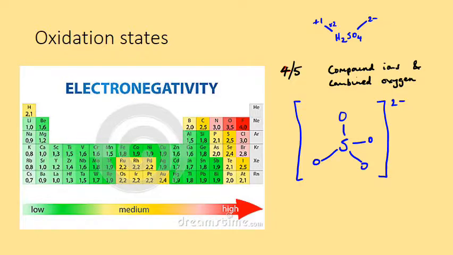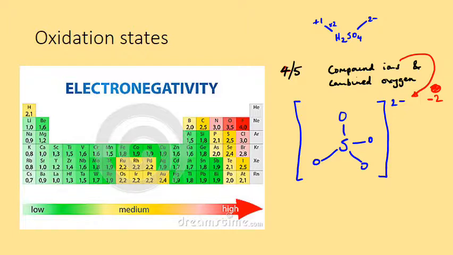Put a little ×2 in there for you. Okay, so the sulfate ion on its own is a 2- ion. So the oxidation number of a combined ion is the charge on the ion. So the oxidation number is -2 for the sulfate ion SO4.